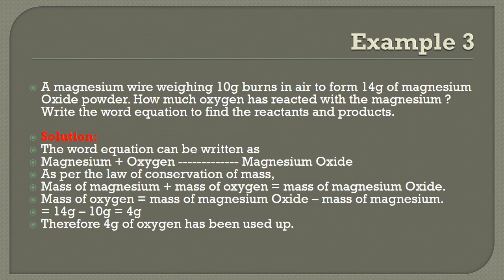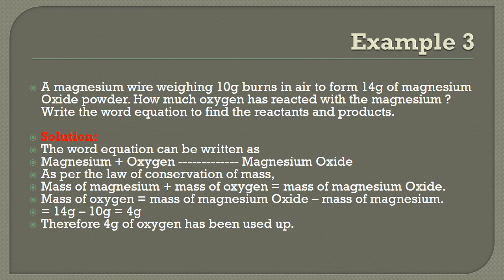Now, example number 3. It is given that a magnesium wire weighing 10 gram burns in air to form 14 gram of magnesium oxide powder. How much oxygen has reacted with the magnesium? Write the word equation to find the reactants and products. Now, proceeding towards the solution.